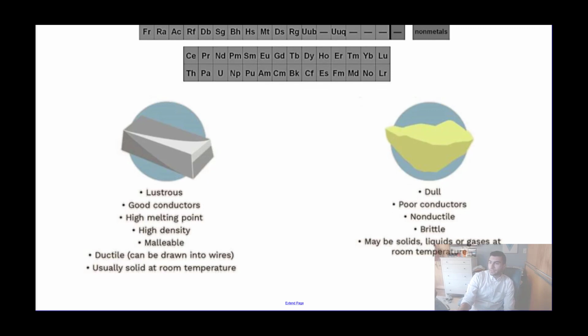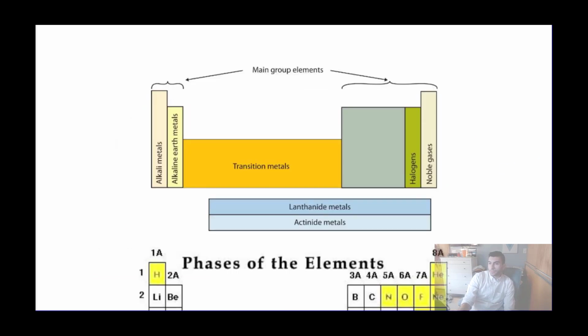We looked at some trends in the periodic table. There are specific group names that we should be familiar with. Group 1 was the alkali metals. Group 2 were the alkaline earth metals. 3 through 12 were the transition metals. Group 17 were the halogens. And group 18 were the noble gases.